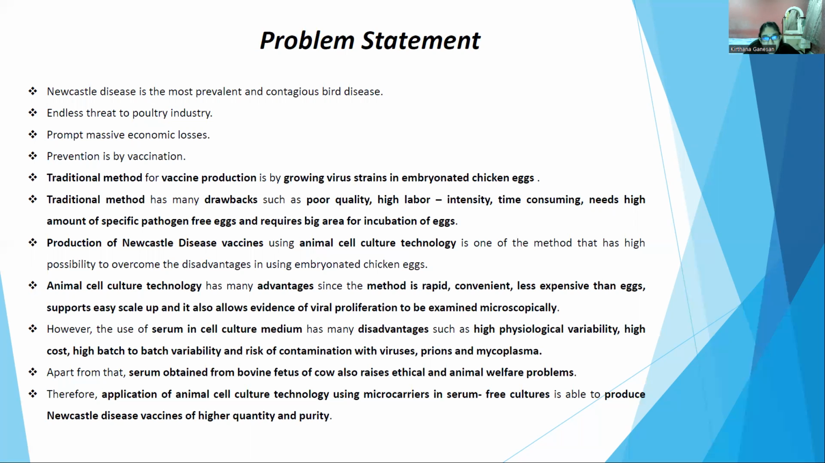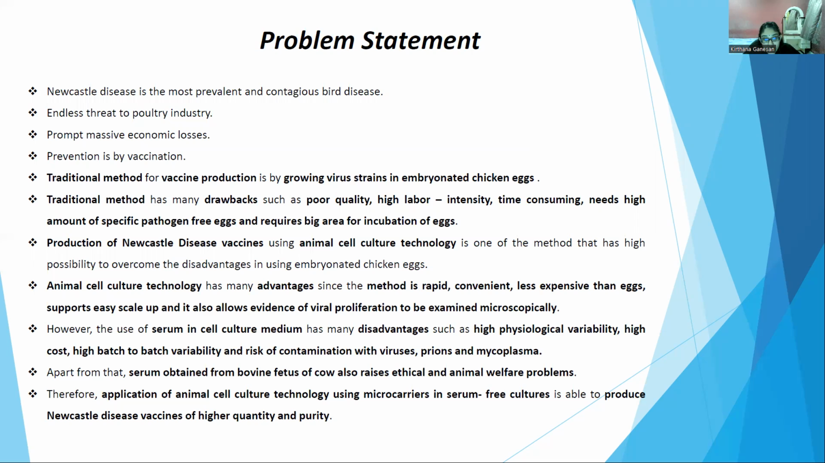However, the traditional method has many drawbacks, such as poor quality, high labor intensity, being time consuming, needing a high amount of specific pathogen-free eggs, and also requiring a big area for incubation of eggs. Therefore, the production of Newcastle disease vaccines using animal cell culture technology is one of the methods that has a high possibility to overcome the disadvantages of using embryonated chicken eggs.